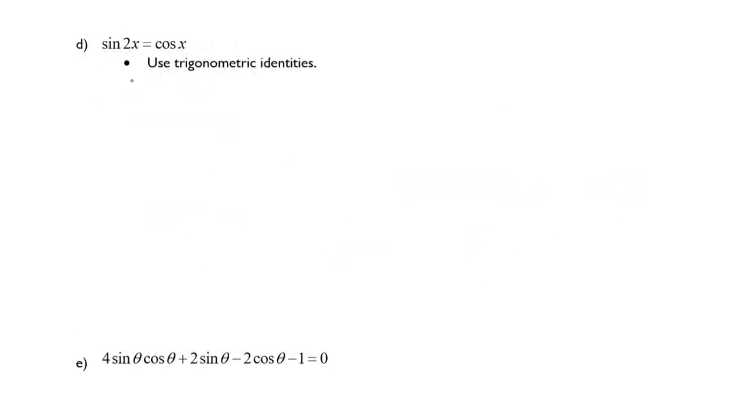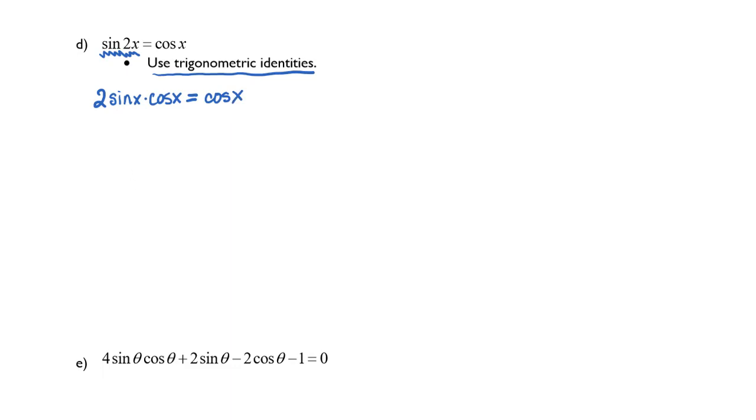Looking at the next equation here, we have sine of 2x equals cosine x. The hint is to use trigonometric identities, and so I'm going to guess that the trigonometric identity we're supposed to use is something to replace this double angle, sine of 2x. Hopefully you recall that sine of 2x is equal to 2 sine of x times cosine of x, and that's still equal to cosine of x.